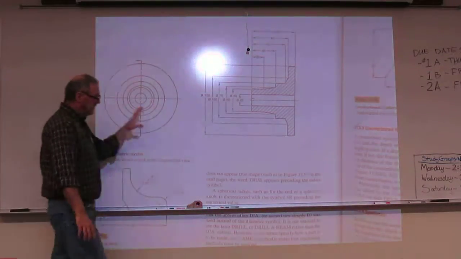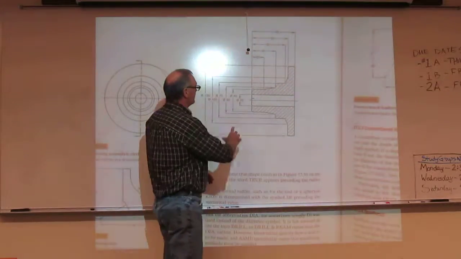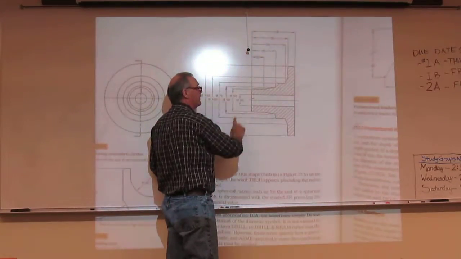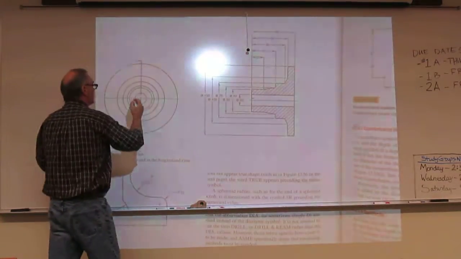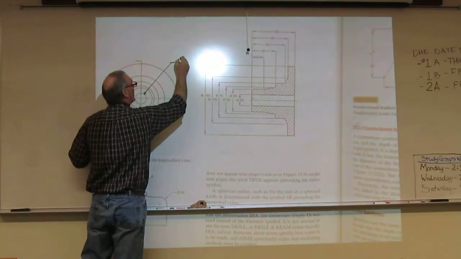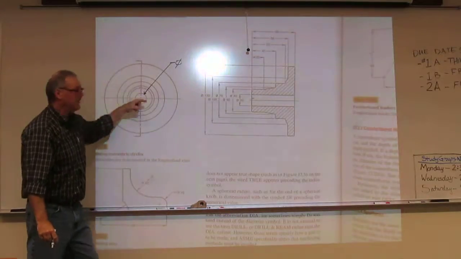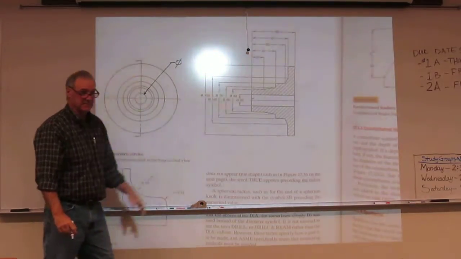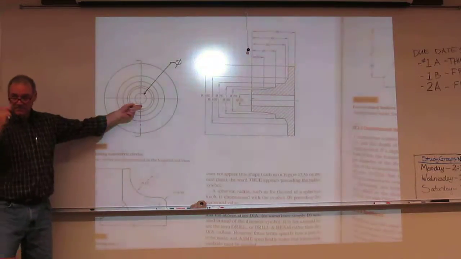Keep in mind, if I did not run a section on this, every cylinder on here would still be dimensioned in this view except for that one. Now what I would have over in this view, if it was not sectioned, is I would put that one here and then all the rest over here. Because I would do a negative cylinder in the circular view.